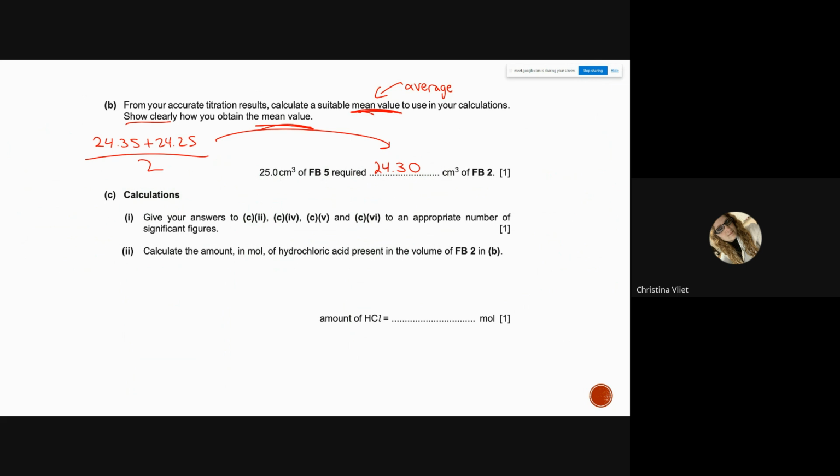So how could we mess this up? Notice how it says show clearly? If you do it in your calculator and you don't actually show what you did, or there's another way to show it, but if you don't actually show it clearly, even if you have this correct answer, which is an easy answer to get, they won't give you the mark. So make sure you show it clearly.